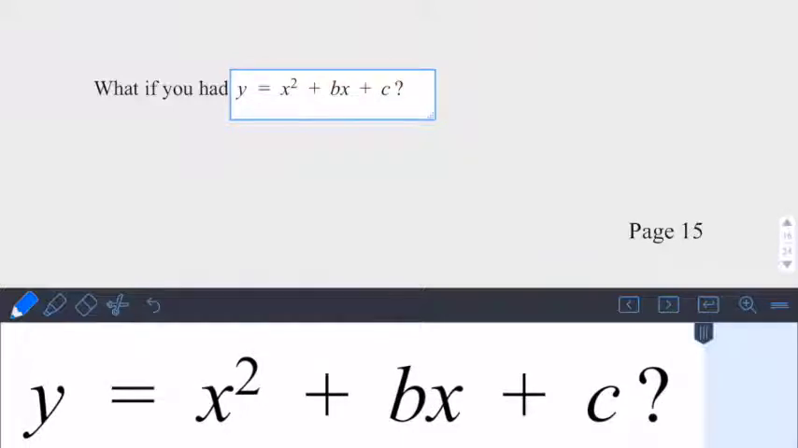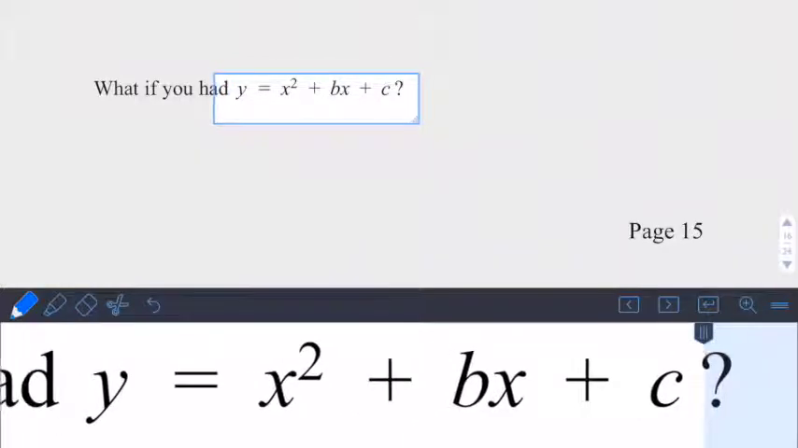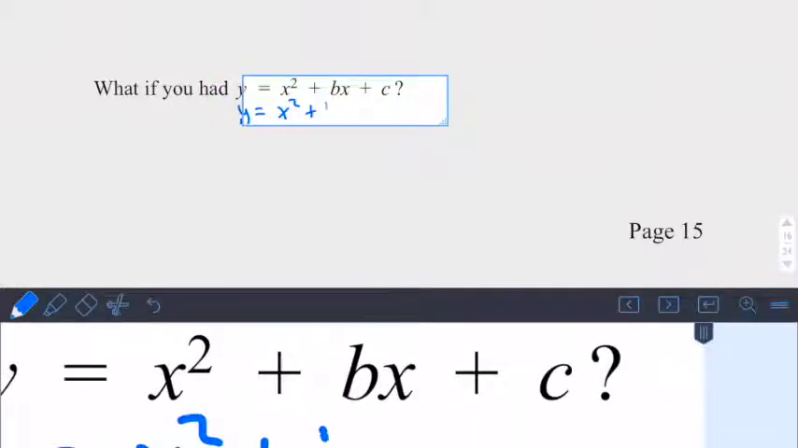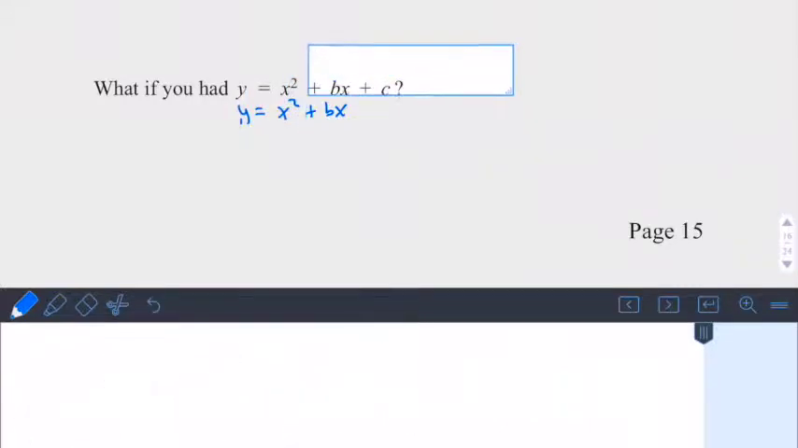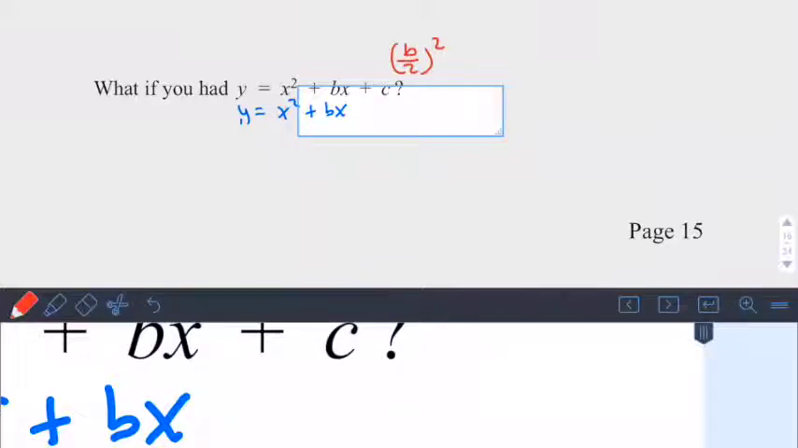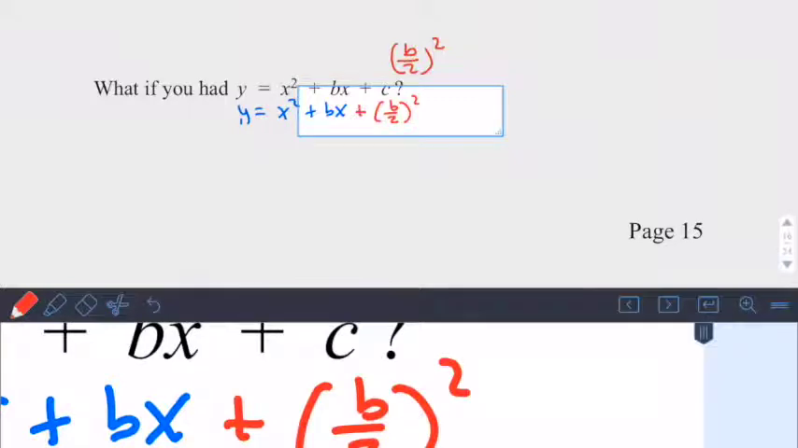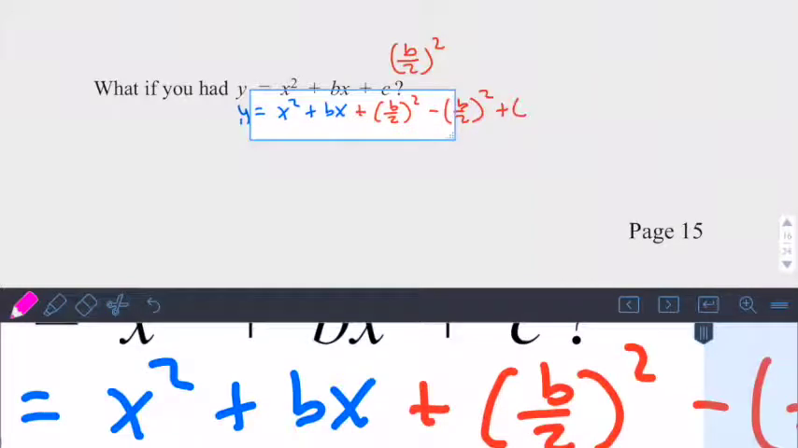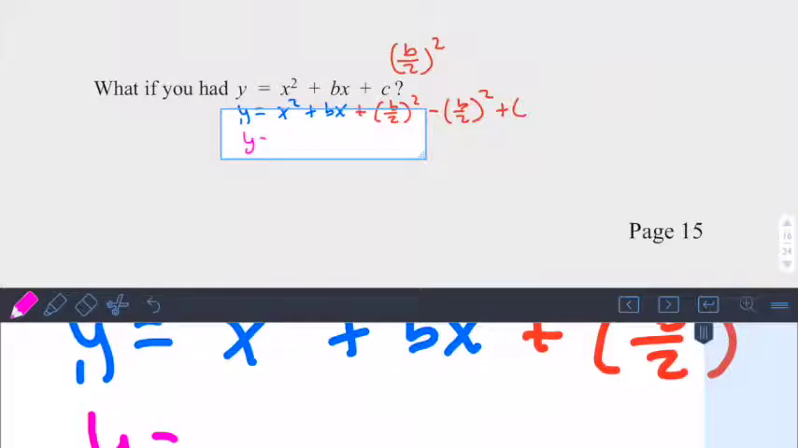So what I could do is I can take my b and divide it by 2 and square it. Just like we did. X squared plus bx, and then b divided by 2 squared. Remember, that's that technique. So we could add b divided by 2 squared, which means I would also subtract b divided by 2 squared plus c. So now I can factor this. Y equals, and it's going to be x plus b over 2.